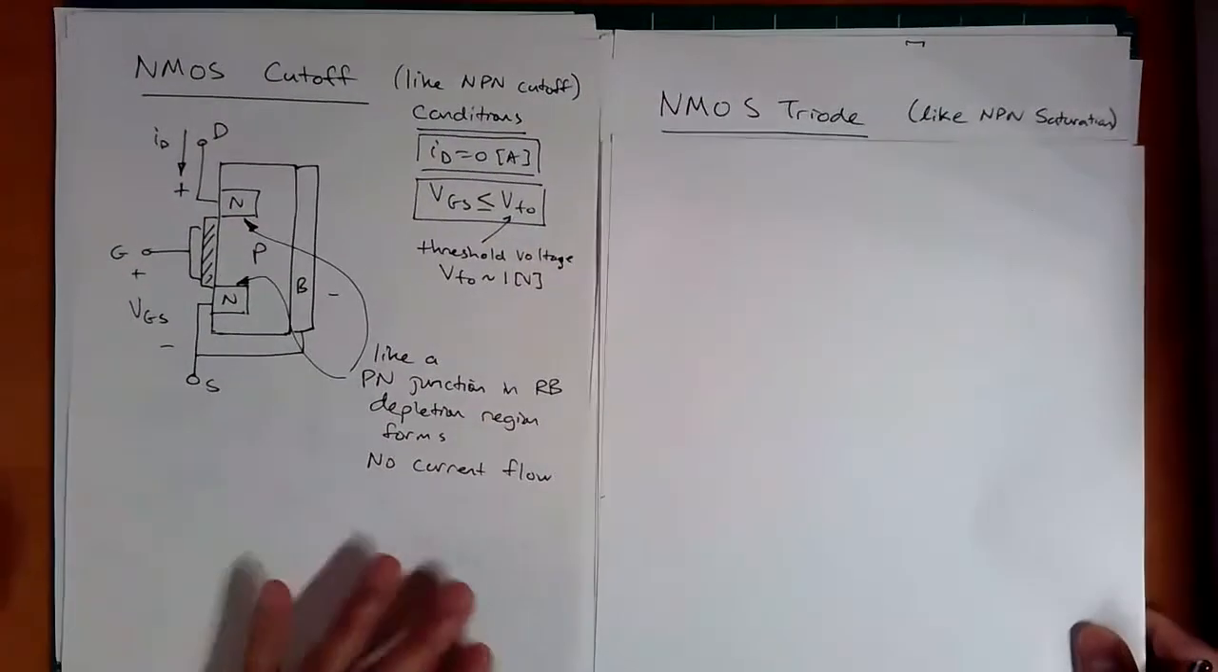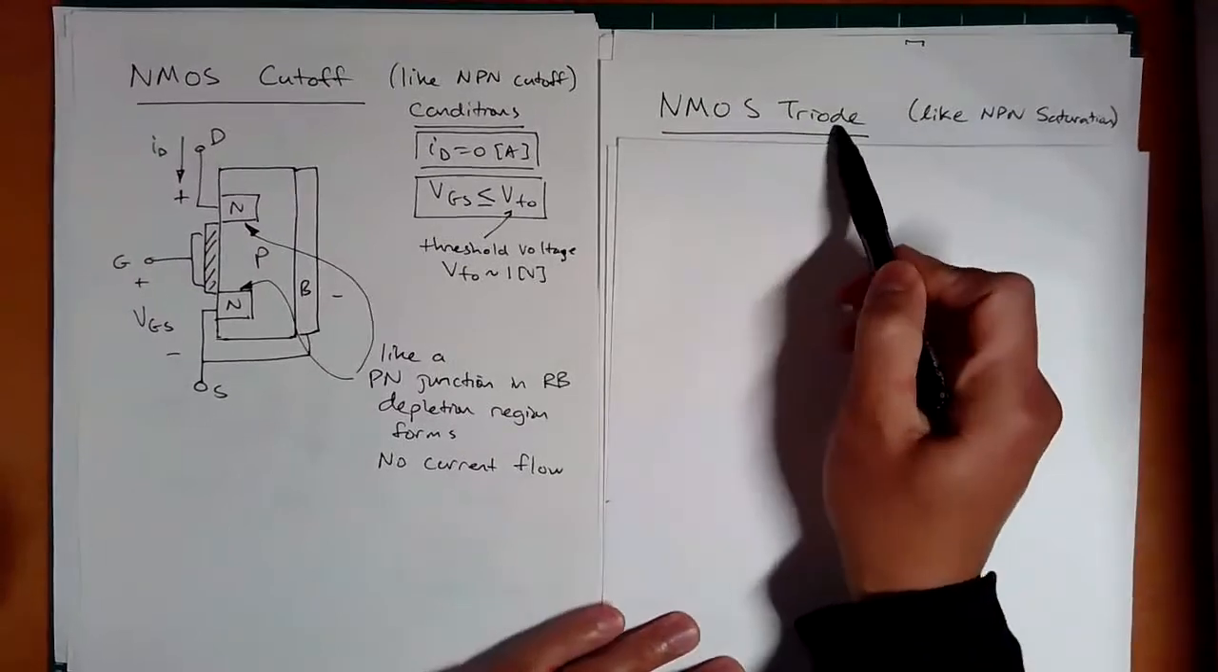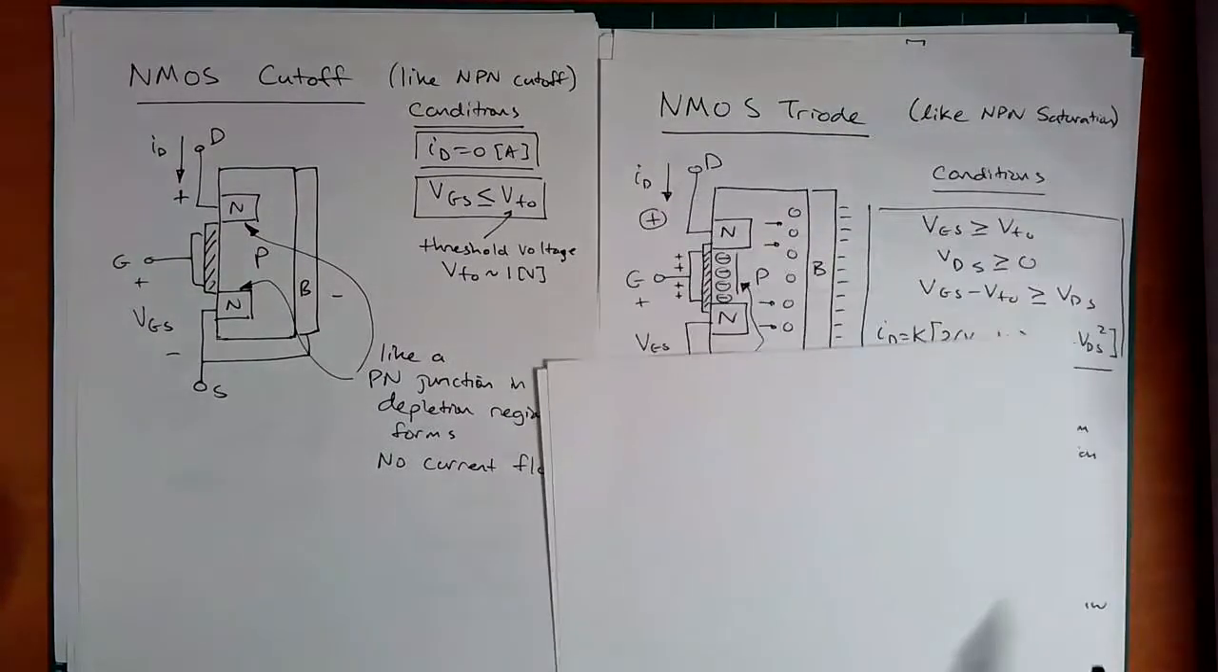Now, what about fully on? In the fully on state, we call it triode. Like I said, NPN saturation.